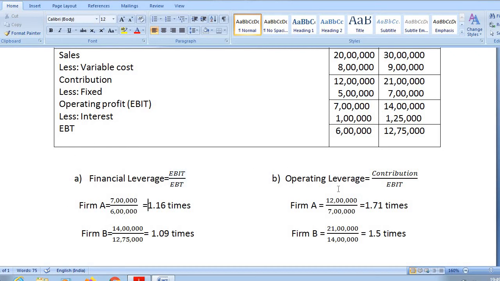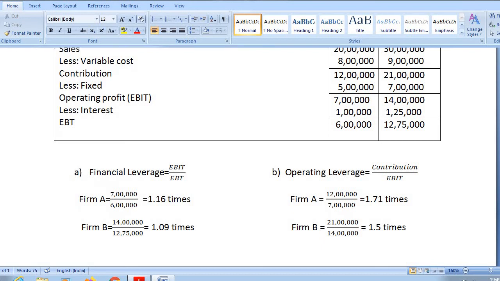That is financial leverage. For operating leverage, 12 lakhs divided by 7 lakhs in the case of firm A, and 21 lakhs divided by 14 lakhs for firm B. So 1.71 and 1.5 times respectively.